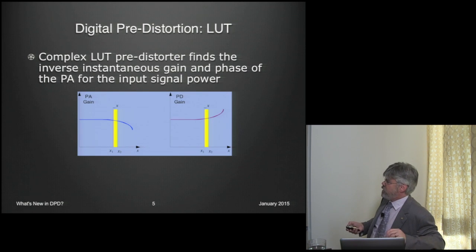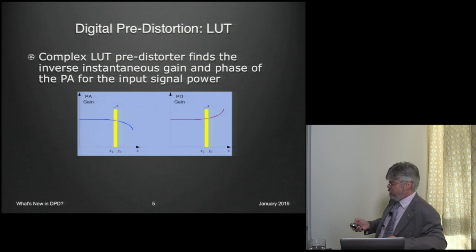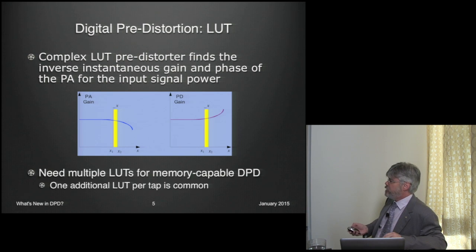So here's just how a lookup table sort of appears. The PA gain compresses, the predistorted gain expands, so you detect the power at a certain input level. You know what the PA power is going to be. It's going to be compressed, so you read off something from the predistorter just to increase the input. And that's sort of fairly good at correcting simple PA systems.